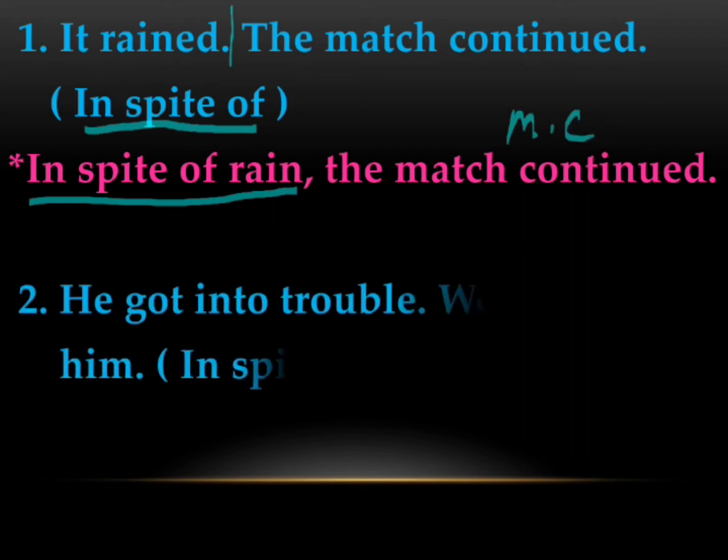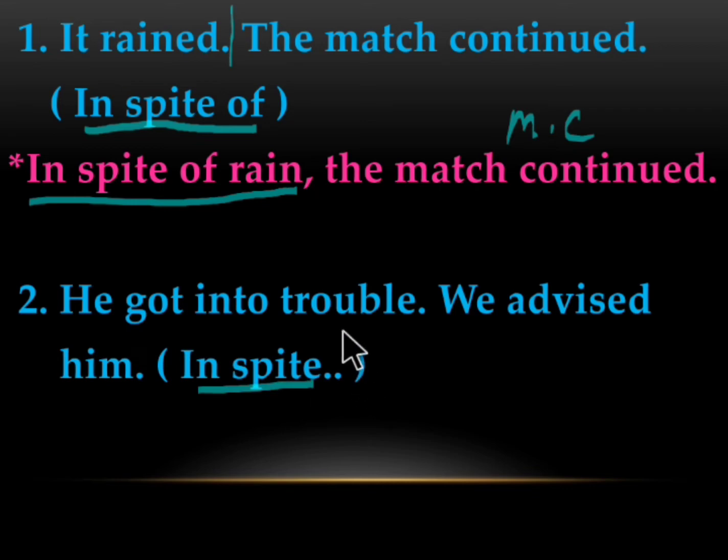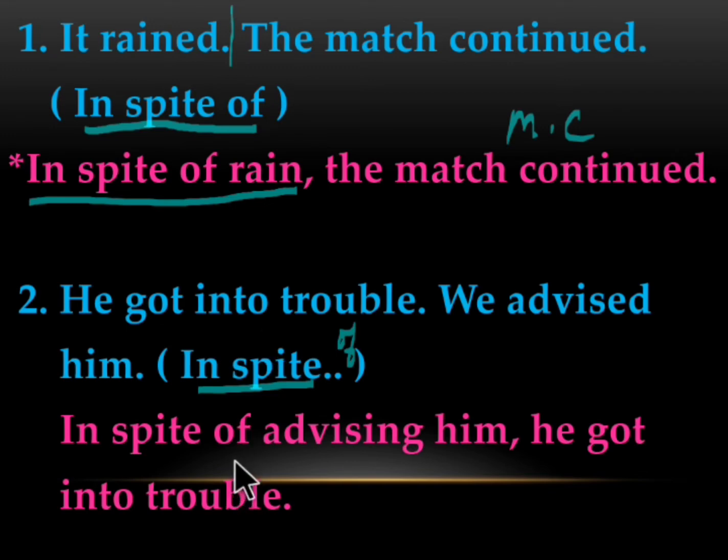Next example. He got into trouble. We advised him. Again, we have to combine using in spite. So of is mandatory. We have to use it. So how can we combine? Let us check. In spite of advising him, he got into trouble. So if we use in spite, it is mandatory to use of.